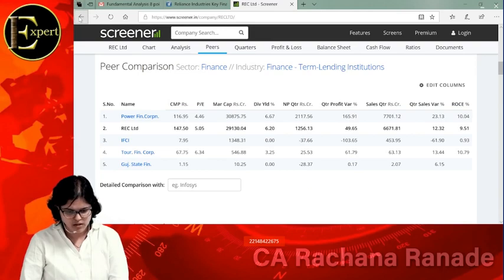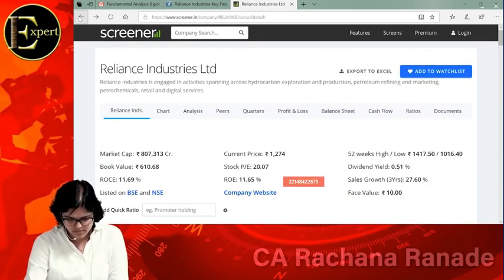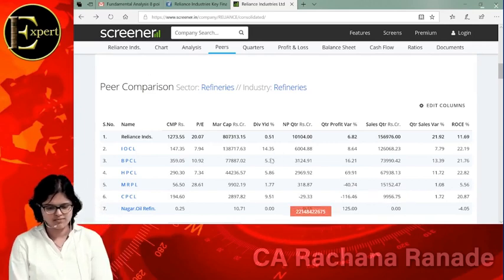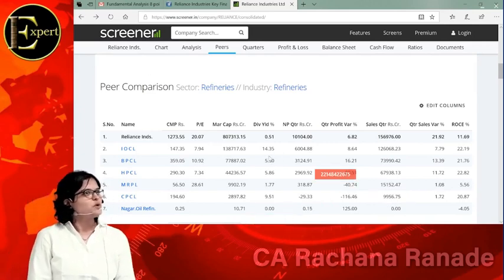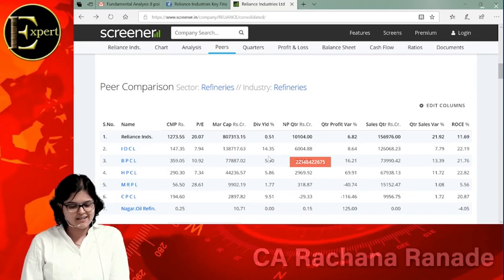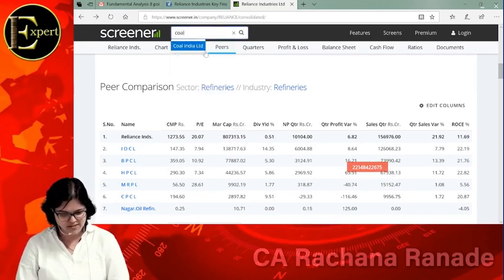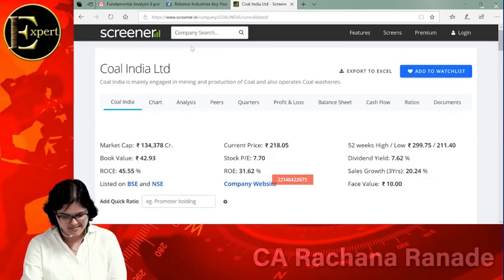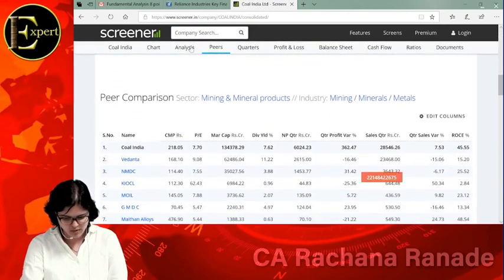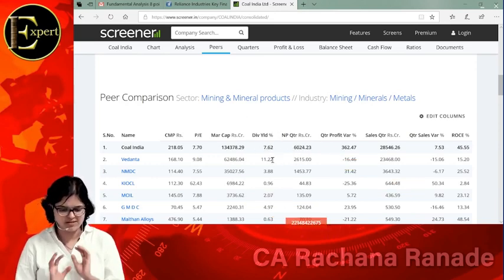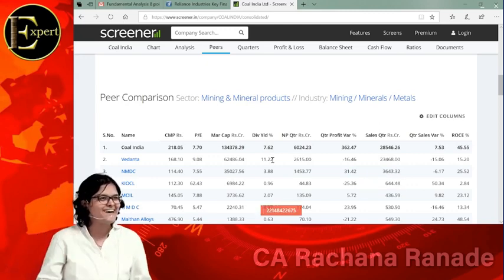In the earlier screen it was 14. IOCL. Wow. 14%. See, and I'll tell you one common thing in this. One minute. Have you heard about this company, Coal India? This should ideally also be good. See, 7%. 7.62%. Vedanta is a good one, but Vedanta again, doubt it.